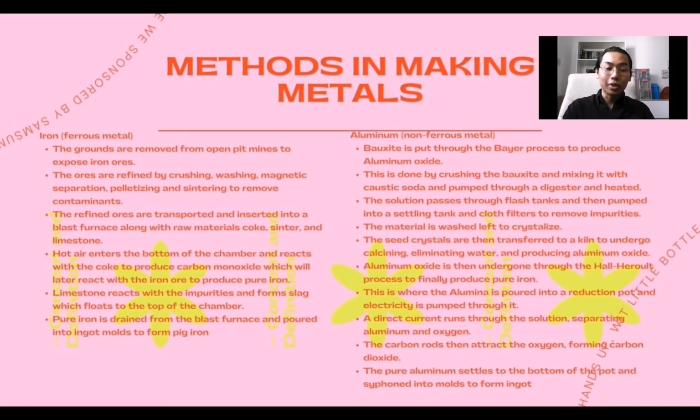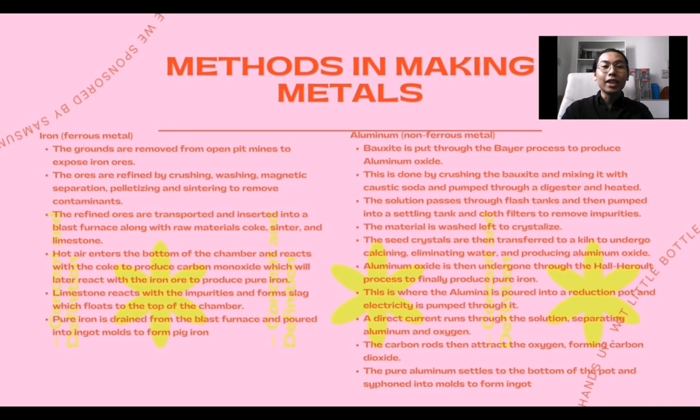Now let's move on to a non-ferrous material, aluminium. First, the bauxite ore that is mined is put through the Bayer process to produce aluminium oxide. This is done by crushing the ore, mixing it with caustic soda, and pumping it through a digester where it is heated. The solution passes through flash tanks, settling tanks, and clay filters to remove impurities. Material is then washed and left to crystallize.